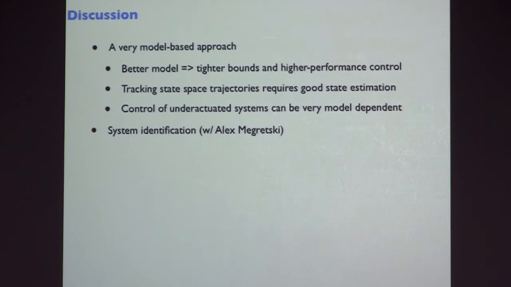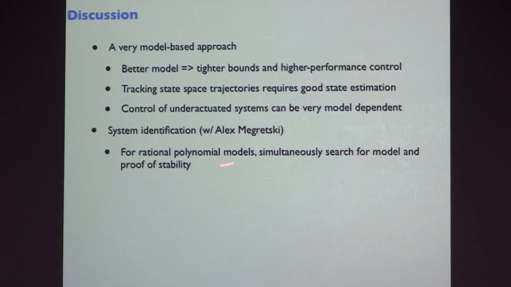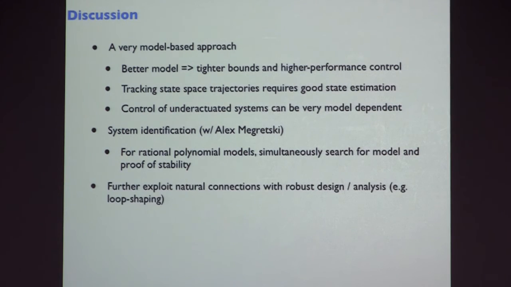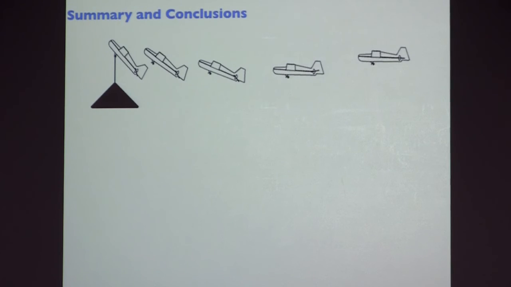We've been working theoretically on system identification. Practically, the theoretical stuff with Alex Megretski is pretty exciting. We can fit using the same tricks. We can search over a class of stable nonlinear systems, by simultaneously looking for a Lyapunov function and a fit to data, to find things that fit the data. But I think ultimately, in the next few years, we'll be further exploiting the natural connections between these things and the robust design and analysis, doing better jobs of integrating with integral quadratic constraints, doing loop shaping, and bringing all the things that robust control people know how to do into this framework.